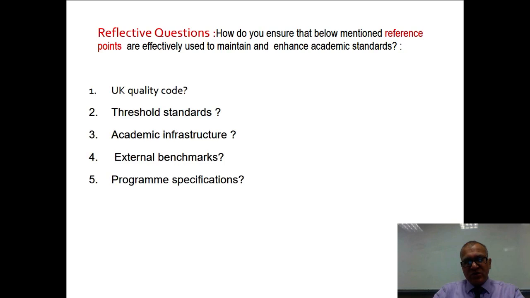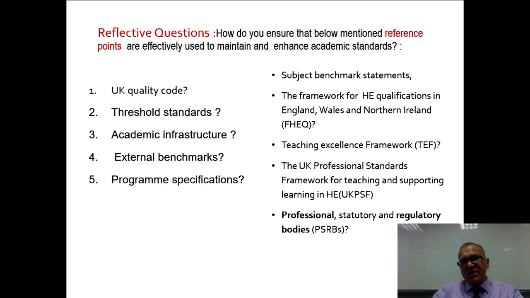So, reference points. You must be familiar with the UK Quality Code, which is a definite reference point, threshold standards, academic standards for a particular level, academic infrastructures. All those things you're looking at in front of you: quality code, threshold, benchmarks, and program specifications. These are academic structures. External benchmarks are external reference points outside your university, outside your module level. If you benchmark outside, you call it an external benchmark. Program specifications are at the program level.